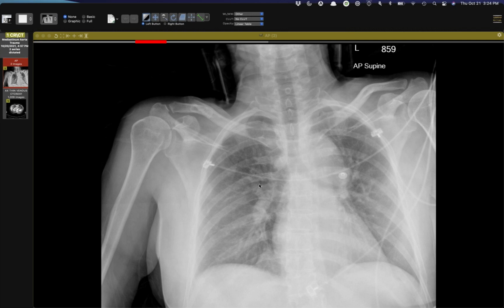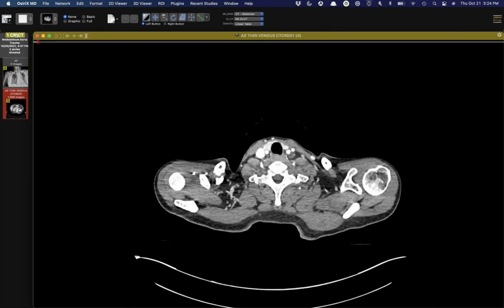Yeah, so this person has gotten themselves a CT, and their trauma was sufficient that they were already going to CT, but even if they hadn't, this would be enough to raise concern.